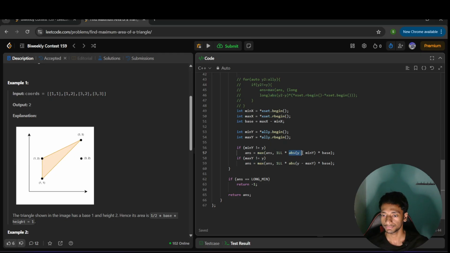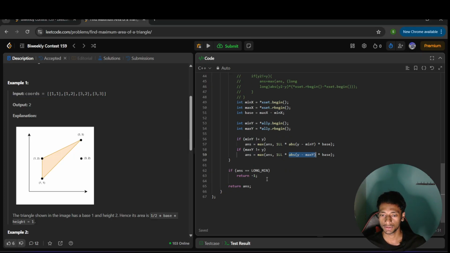So the area will be the absolute value of y minus min y. Similarly, for the height, the maximum height possible is h1, and another is h2. So I will calculate both and compare with the answer variable. Ultimately, if our answer is still long min, that means we can't generate any such triangle with area greater than 0 and with one base parallel to the x-axis or y-axis. If it is not possible, the answer will still be long min, then we have to return -1. Else we return whatever answer I have written from here.